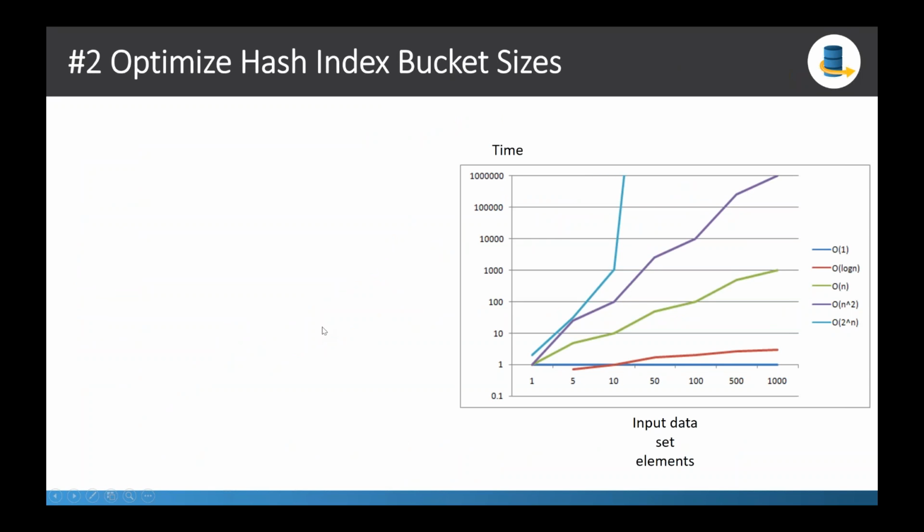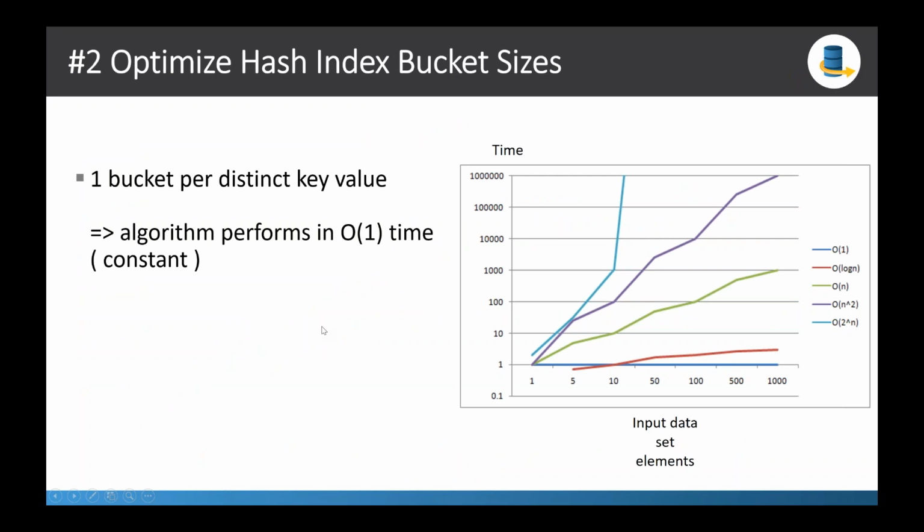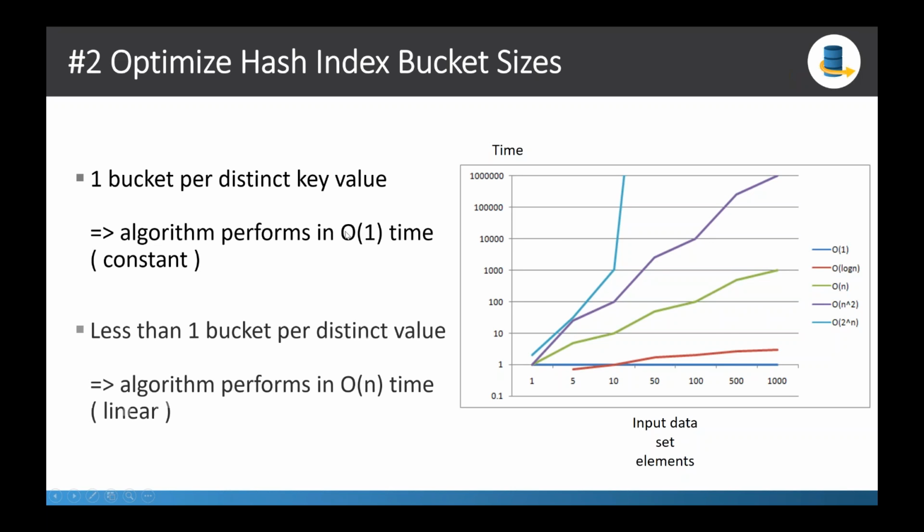The second point is bucket sizes. Microsoft recommends that you have at least one bucket per distinct key value. I'm going to dive into a bit of computer science oriented maths here: big O notation. This O with a one in brackets is a computer science way of expressing the time or space complexity of an algorithm in relation to the input data set size.